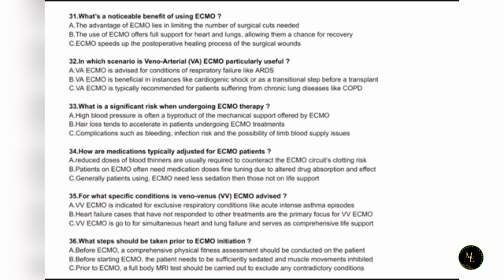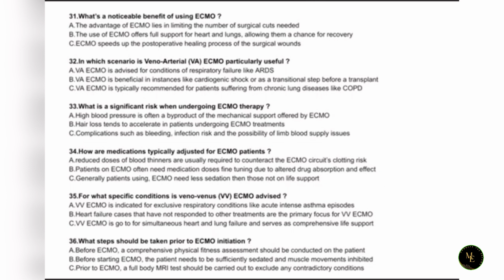Veno-venous ECMO, on the other hand, is used for isolated respiratory failure conditions like ARDS or acute severe asthma. It's vital to note that VV ECMO won't support circulatory failure, so your patient needs to have a relatively stable cardiovascular system to be a good candidate. Advantages of ECMO include complete cardiopulmonary support and the ability to give the native heart and lungs a chance to recover. However, ECMO is fraught with challenges, such as the risk of bleeding, infection, and limb ischemia, to name a few. Additionally, the technical skills required to manage an ECMO circuit should not be underestimated.